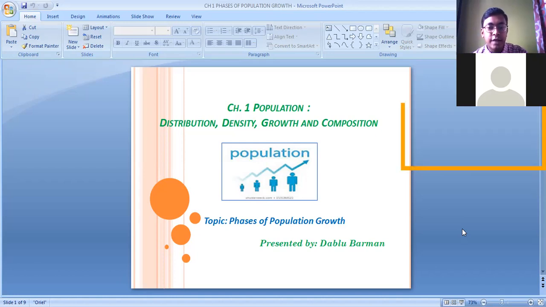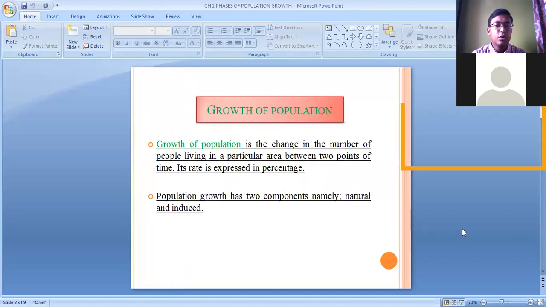But before we start with the phases of population growth, we must know what population growth actually is, or what the term population growth refers to. Growth of population, or population growth, what does it mean? It is actually the change in the number of people living in a particular area between 2 points of time. That means the population of a country changes between 2 periods of time.